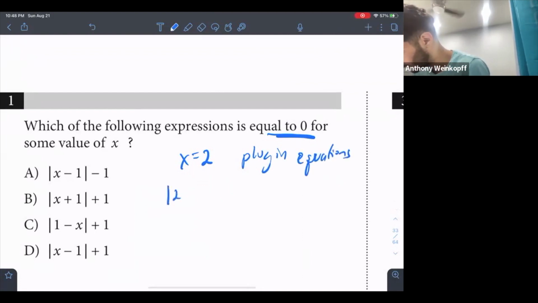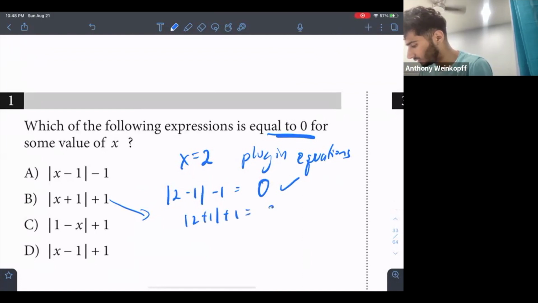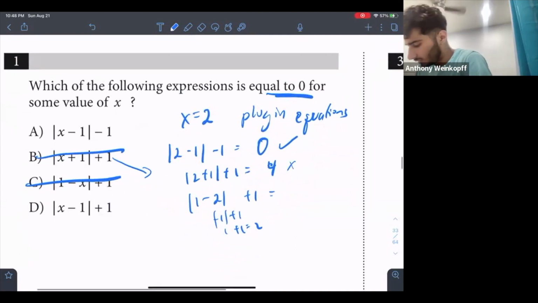We're going to do absolute value of 2 minus 1. Minus 1 gives you 0. That works. Now let's try this one. 2 plus 1 plus 1 gives you 4. Does not work, so it's eliminated. 1 minus 2 plus 1, negative 1 plus 1, absolute value, 1 plus 1 is 2. Does not work.